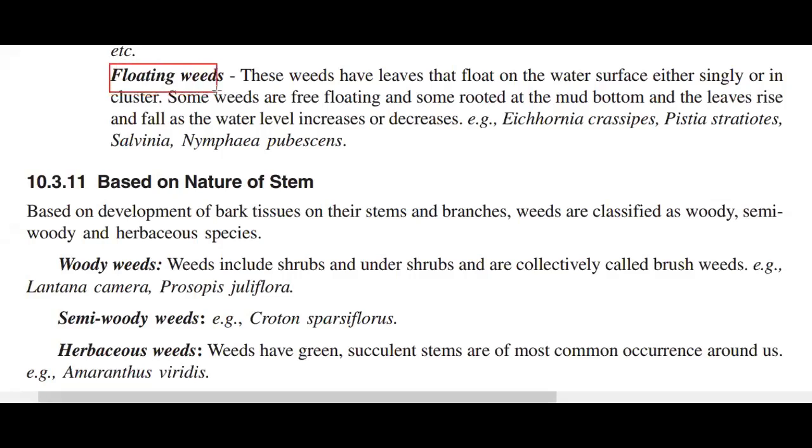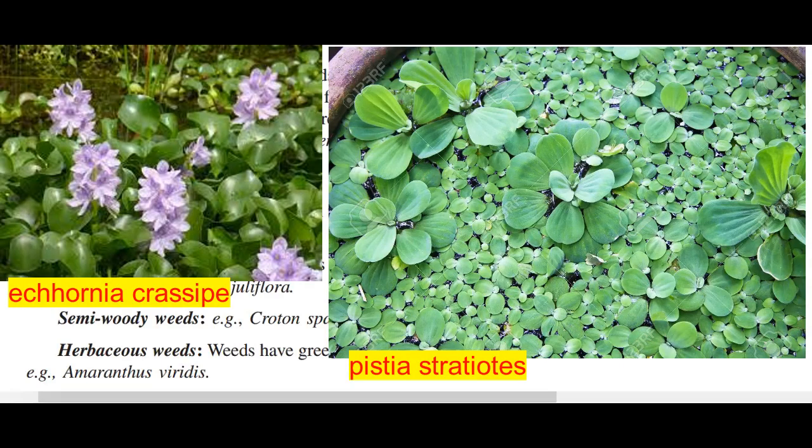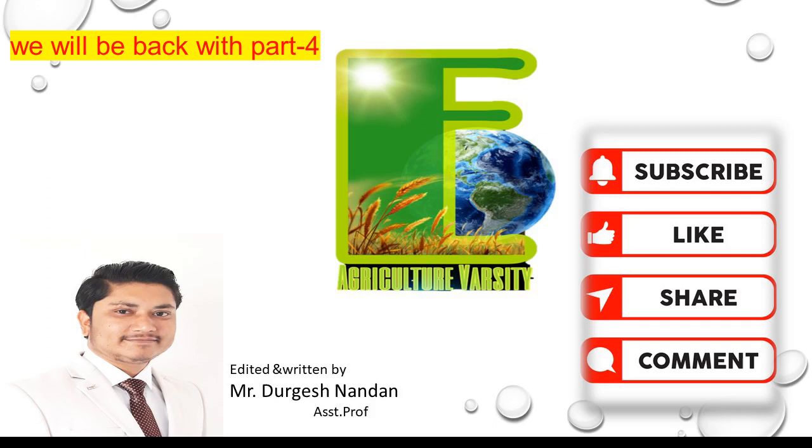Now, floating weeds. These weeds have leaves that float on the water surface either singly or in clusters. Some weeds are free floating and some are rooted at the mud bottom, and the leaves rise and fall as the water level increases or decreases. As examples, Eichhornia crassipes, Pistia stratiotes, Salvinia, and Nymphaea pubescens. So these are the floating weeds. And then our next, number 11, classification is based on nature of stem.